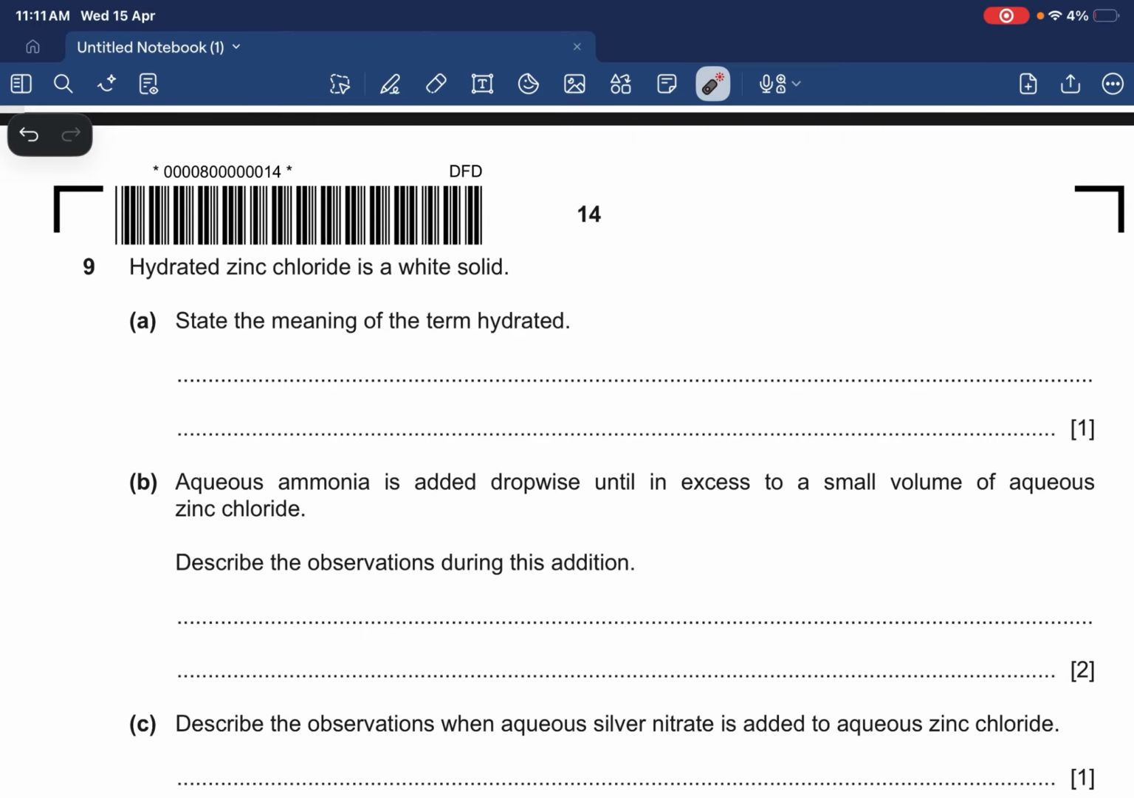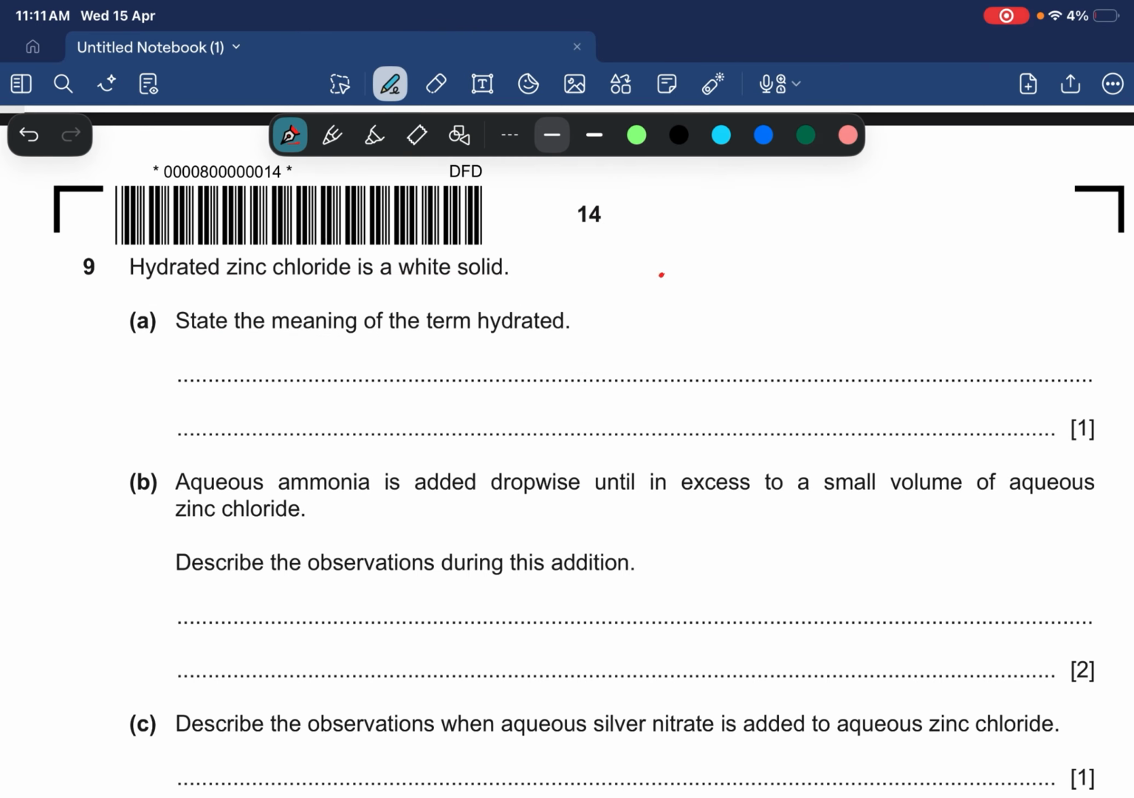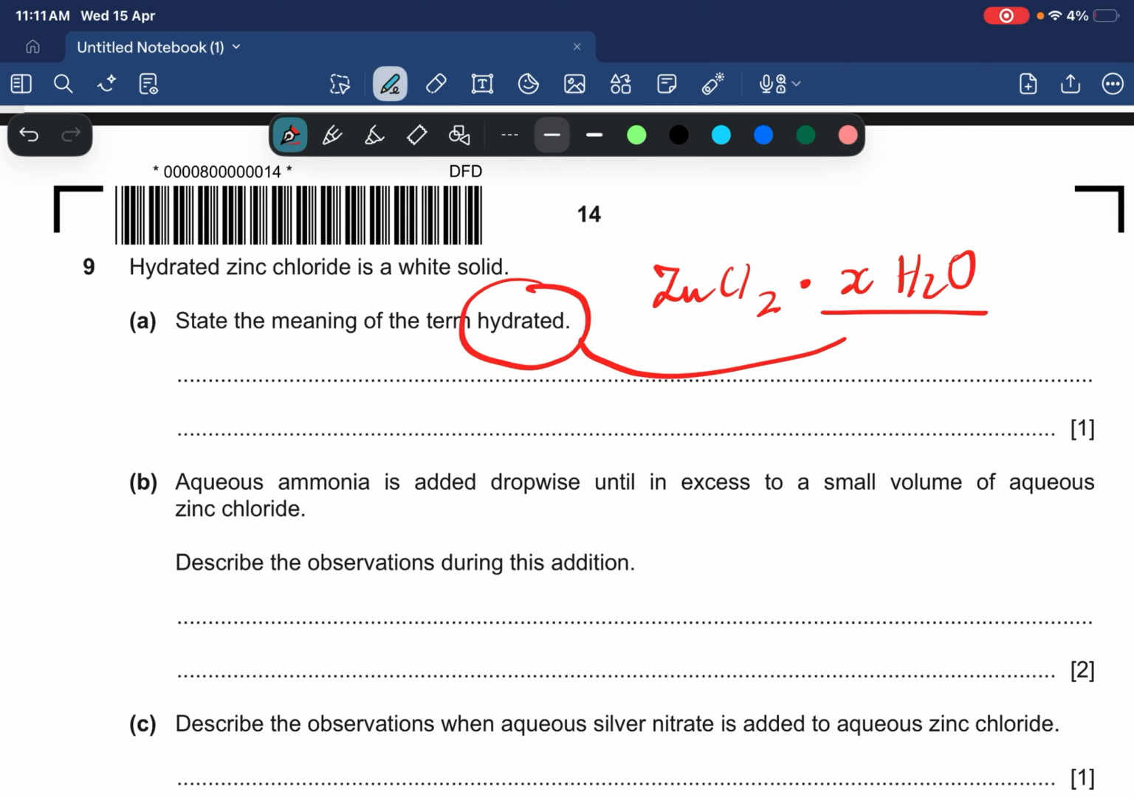Hydrated zinc chloride is a white solid. State the meaning of the term hydrated. So zinc chloride is ZnCl2 and hydrated means it has some water attached to it. It's chemically combined to it. Meaning of the term hydrated means water chemically combined. Dissolving something in water is a different thing, and having water chemically combined with something is a different thing. Okay, so there's a chemical combination of water. So we tell the examiner this is chemically combined water.